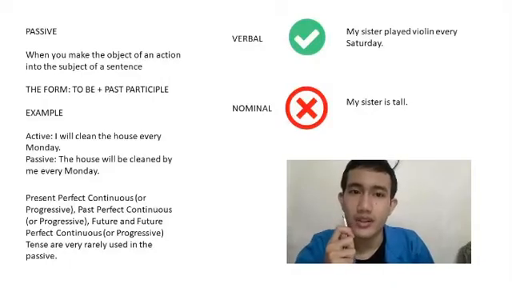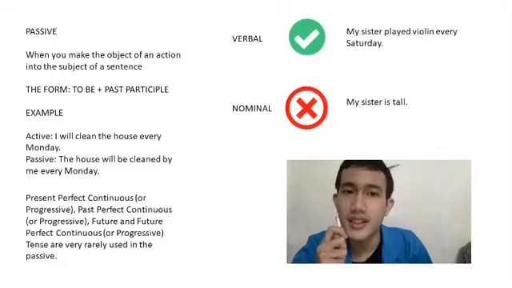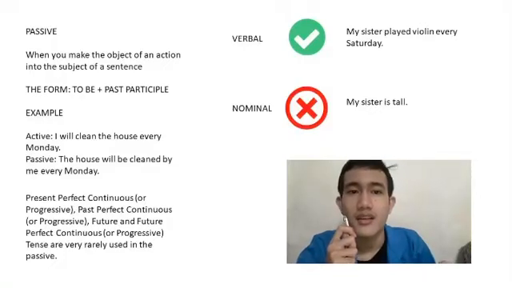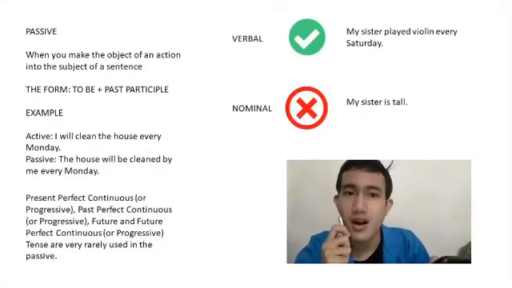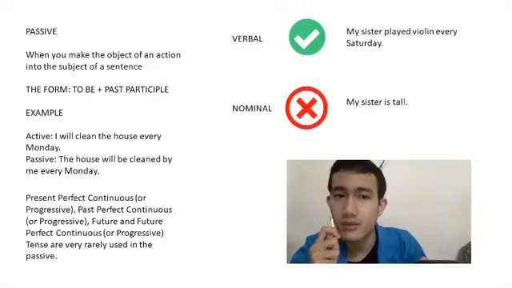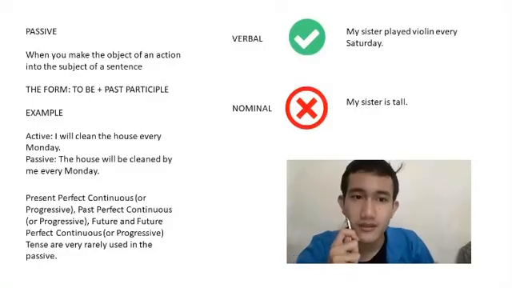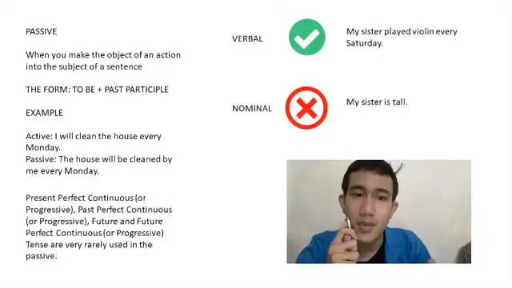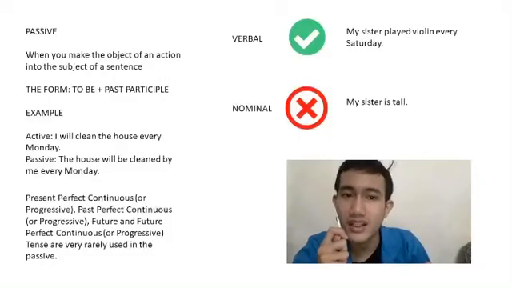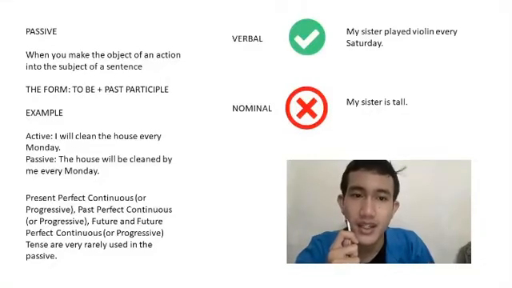In other words, in Indonesian, you just need the "di-" in a sentence to make a passive sentence. The form is to be (am, is, are) plus past participle. Example, active sentence: I will clean the house every Monday. And the passive sentence is: The house will be cleaned by me every Monday.